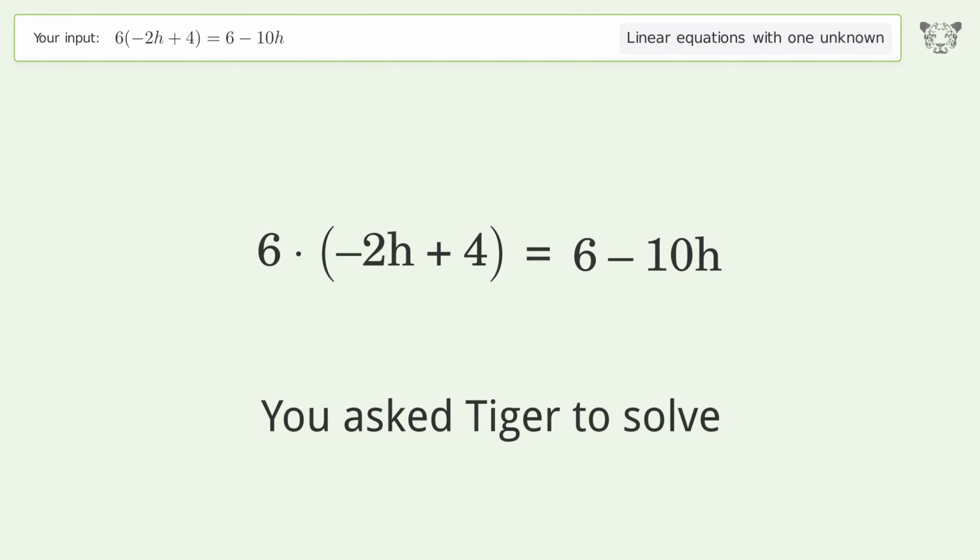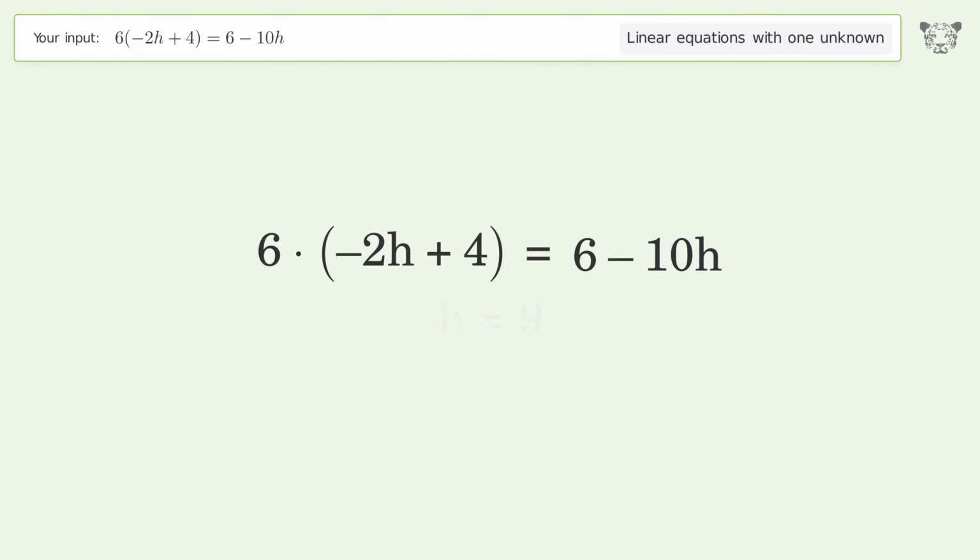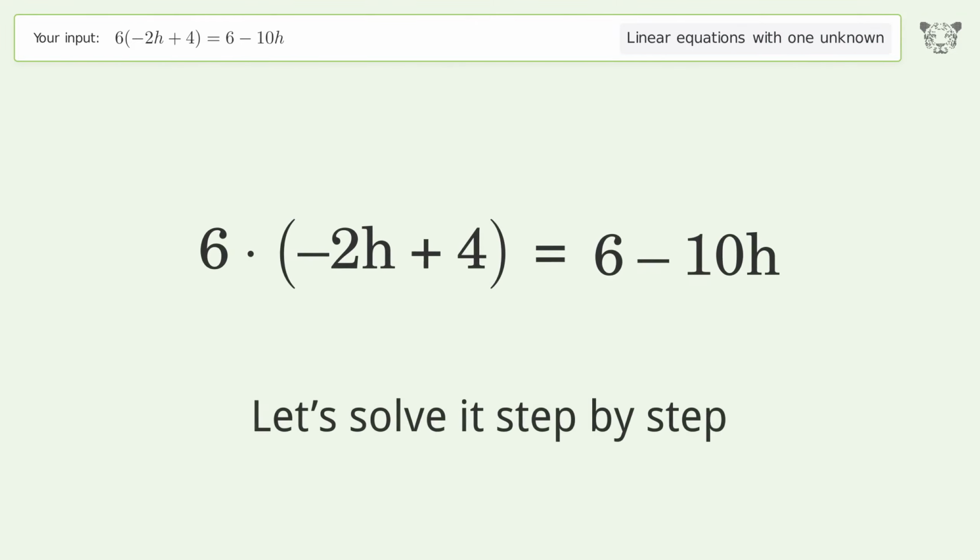You ask Tiger to solve. This deals with linear equations with one unknown. The final result is h equals 9. Let's solve it step by step.